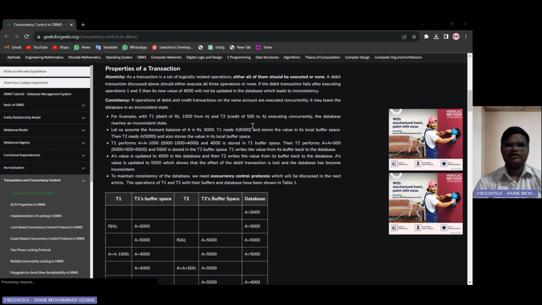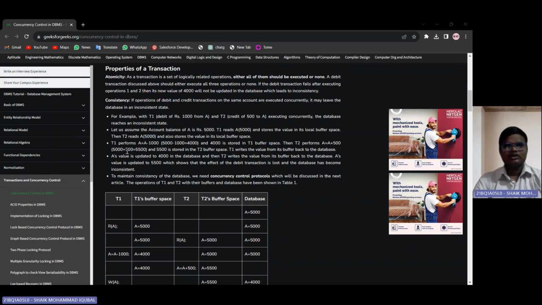T1 writes the value from its buffer back to the database. A's value is updated to 4000 in the database. And then T2 writes the value of its buffer back to the database. A's value is updated to 5500, which shows that the effect of the debit transaction is lost and the database becomes inconsistent. To maintain the consistency of the database, we need concurrency control protocols, which will be discussed in the next article.